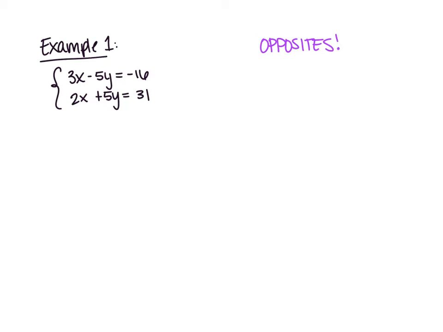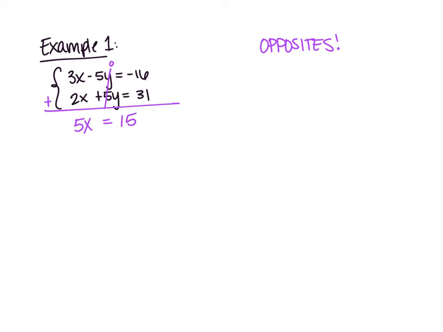So if I look at my x's, I have a 3 and a 2. Those are not opposites. Okay, now we're going to check the y's. I have a negative 5 and a positive 5 for our coefficients. Those are opposites. So I'm going to go ahead and add these two equations together. 3x plus 2x is equal to 5x. Negative 5y plus 5y is 0. So that was the whole point. It's gone now. Then equals negative 16 plus 31 is 15.